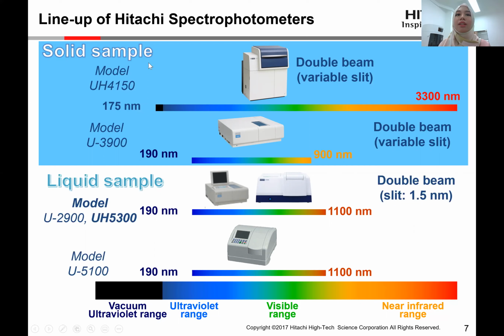For solid samples, we also have two models here. We have the U3900, a double beam, with a variable slit. And also the UH5150, which, as you can see from here, has a vacuum ultraviolet range a little bit here until here, which is the NIR. So it is what we call the UV-Vis NIR range. Today we're going to talk more about these two.